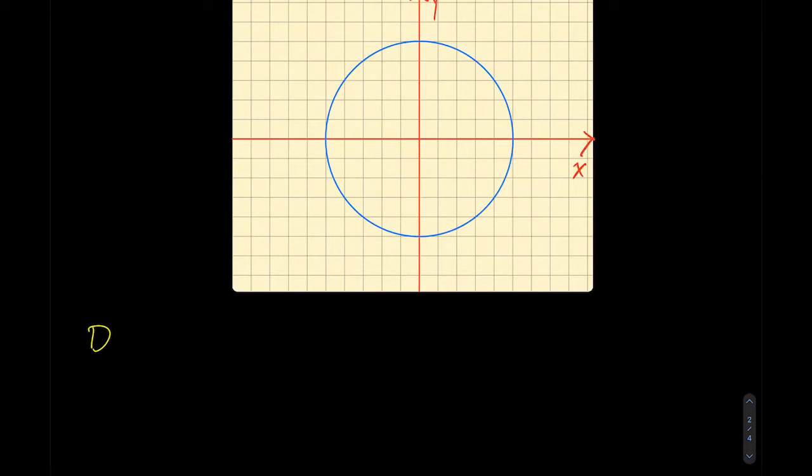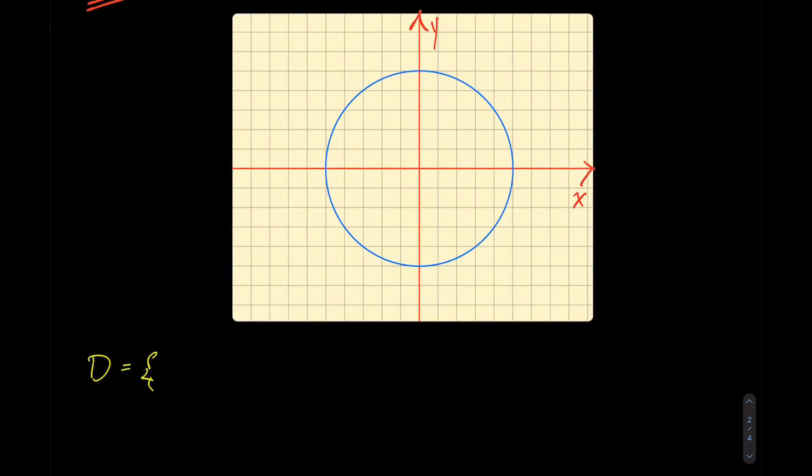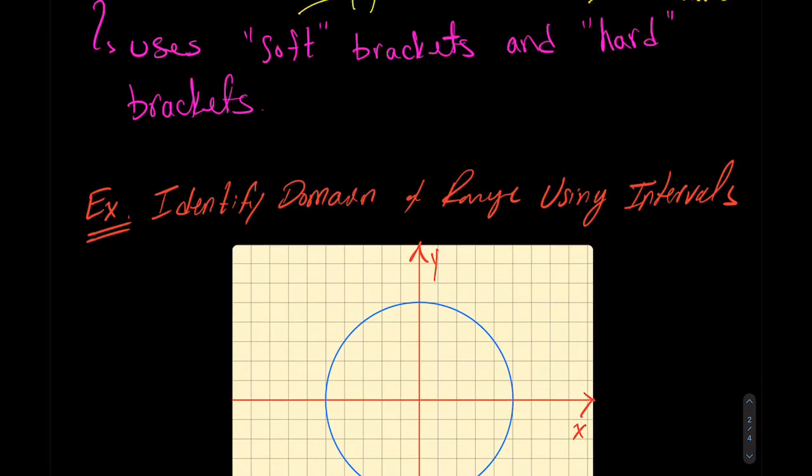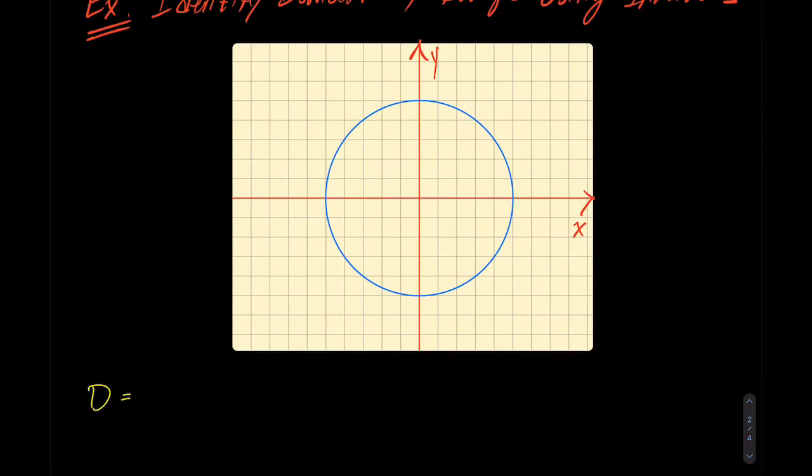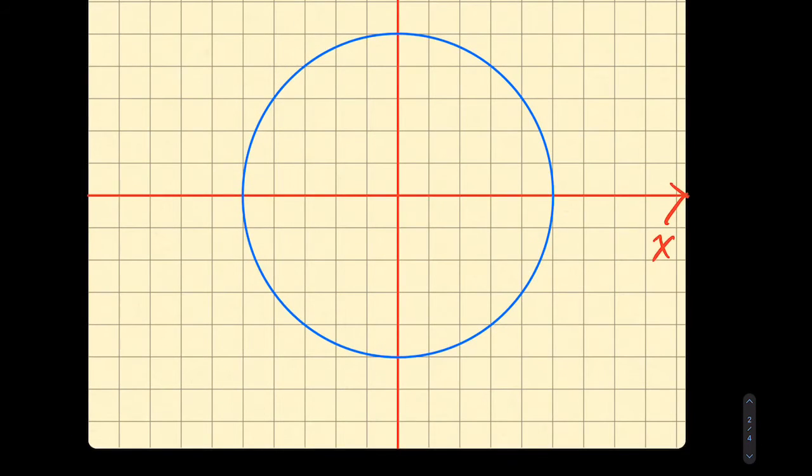Domain equals D for domain. But this time, instead of opening up the squiggly brackets, we're going to use either our soft brackets or our hard brackets. So for the domain of this circle, we're looking at all the x values that are within this circle's reach. The far left x value touches at -5, and the far right is 1, 2, 3, 4, 5, as it should be.